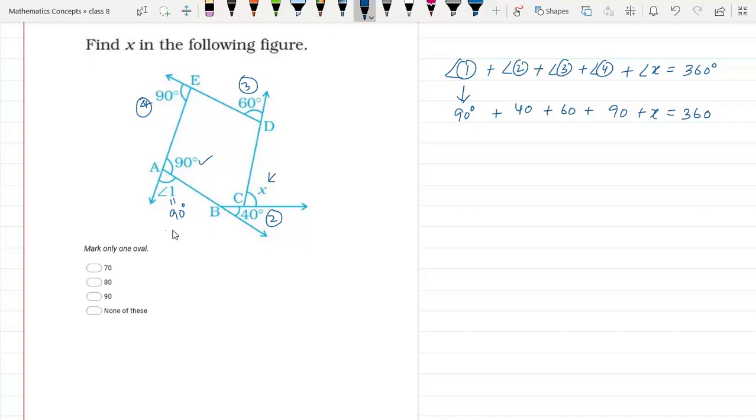If you add all these, what will happen? 90, 90 is 180. 180 plus 100 is 280. So 280 will go to that side. It will be 360 minus 280. When you subtract, you will get 0 minus 0, 16 minus 8 is 8. x equal to 80 degrees. The correct answer is the second option.